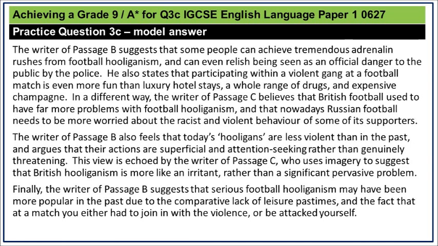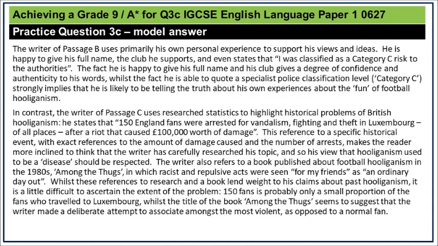Finally, the writer of Passage B suggests that serious football hooliganism may have been more popular in the past due to the comparative lack of leisure pastimes, and the fact that at a match you either had to join in with the violence or be attacked yourself. The writer of Passage B uses primarily his own personal experience to support his views and ideas. He is happy to give his full name, the club he supports, and even states that "I was classified as a Category C risk to the authorities."